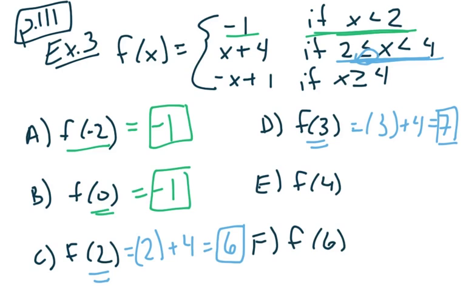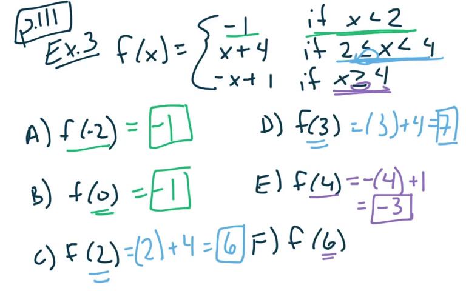4 falls down here because of the equal to 4 piece. So I'm going to put 4 in place of x. Be careful with that negative sign because it ends up being negative 4 plus 1, which gives me negative 3.